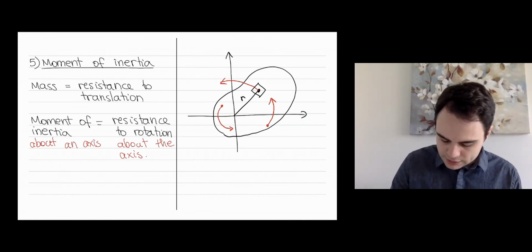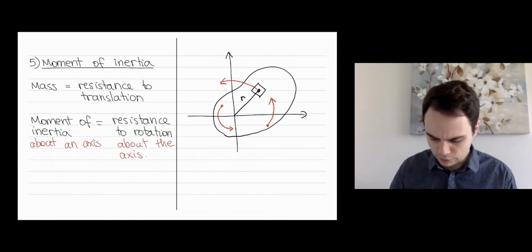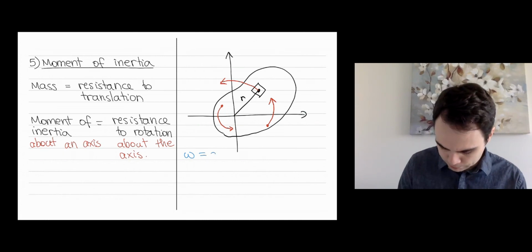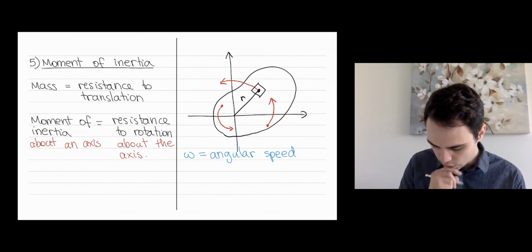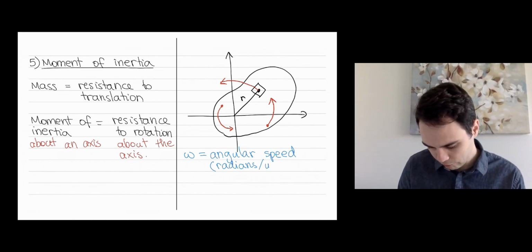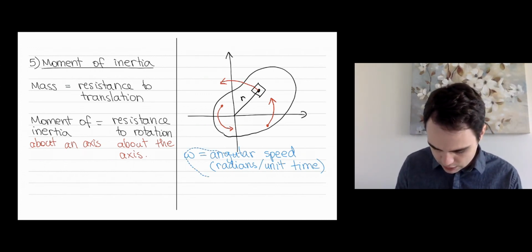Let's understand how much energy we need to get this planar object on the right spinning around the origin. Let's say the rate of rotation, the angular speed, is omega. This is measured in radians per second, or per unit time, whatever unit we're using to measure time.